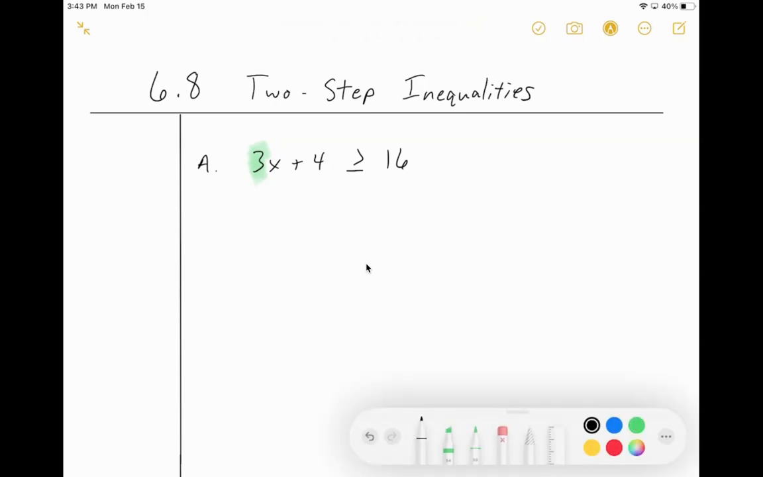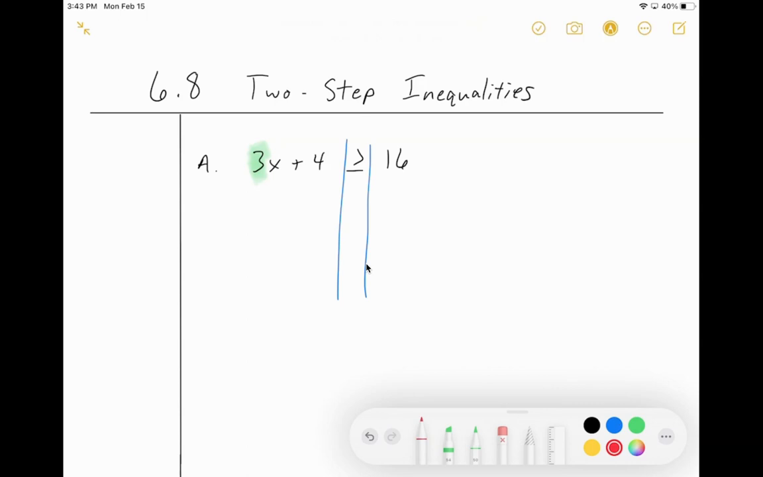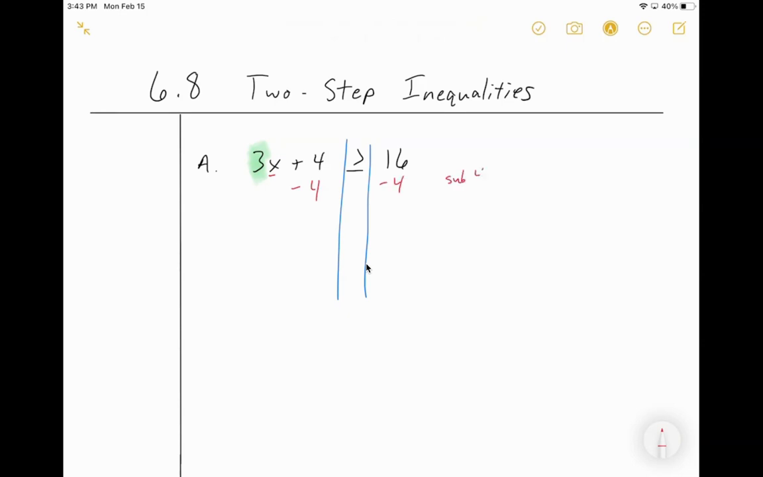Okay, so let's go ahead and solve it. First thing, we draw the wall. Next step, I want to get rid of the 3 and the 4. My x is my variable, so let's subtract 4 on both sides. Draw a line and simplify here. 16 minus 4 is 12. And these cancel out. I'm left with 3x, and again, same sign, greater than or equal to 12.